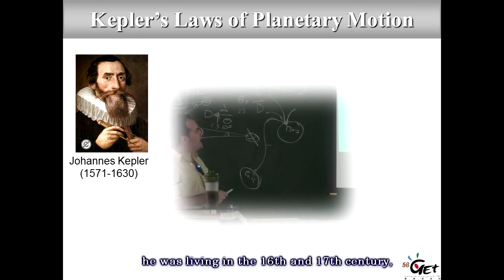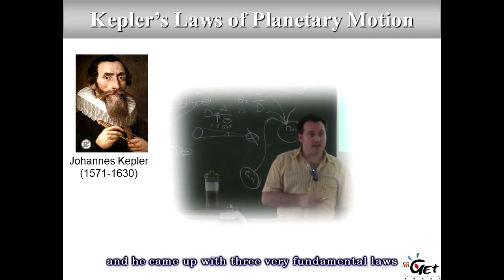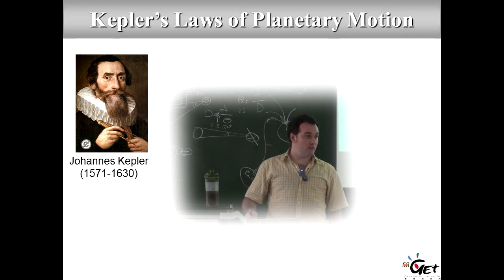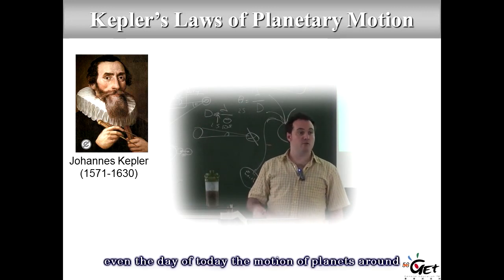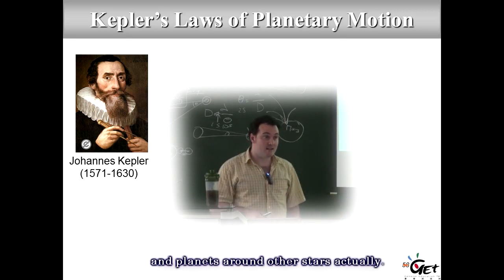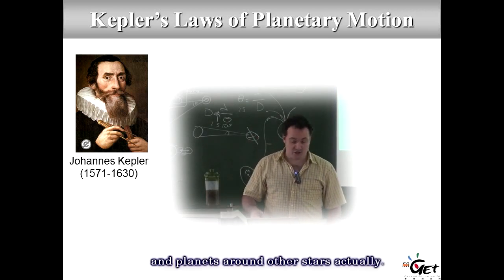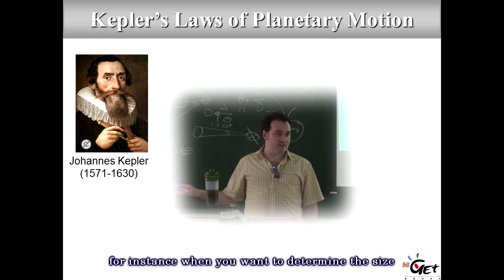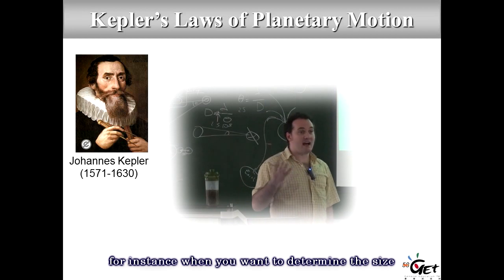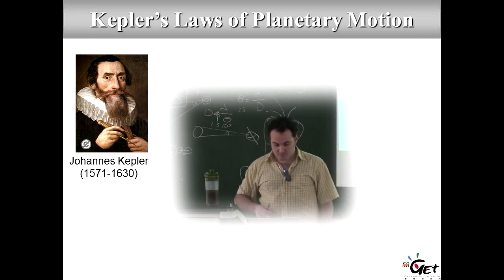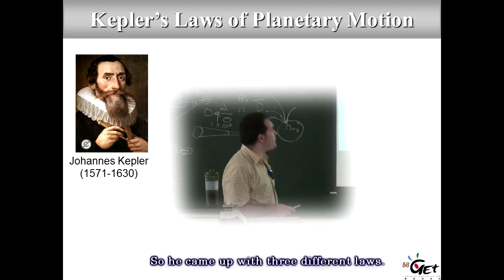He was living in the 16th and 17th century, and he came up with three very fundamental laws that explain, even to this day, the motion of planets around the Sun, and planets around other stars. The Kepler laws are still used today, for instance, when you want to determine the size or the mass of a planet orbiting another star, exoplanets. So we came up with three different laws.